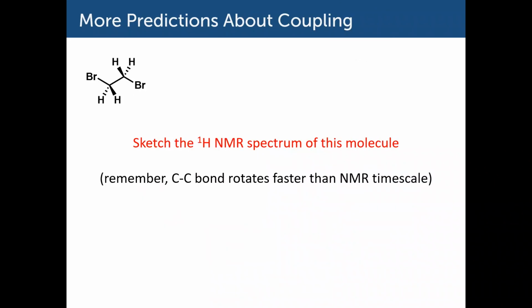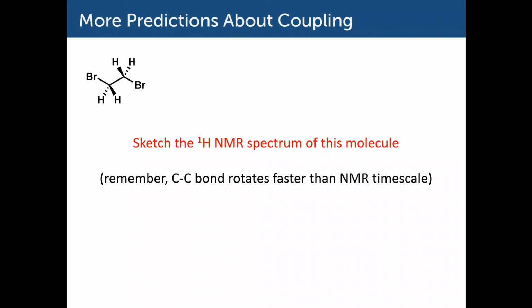This is 1,2-dibromoethane. So 2 carbons, 4 hydrogens. Now that you know about multiplicity, I want you to sketch the NMR spectrum for this molecule. And once again, remember that the central carbon-carbon bond here is going to rotate faster than the NMR timescale. So pause your video and sketch your NMR spectrum.